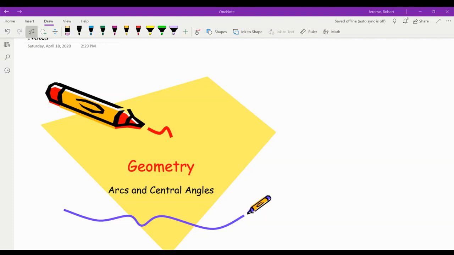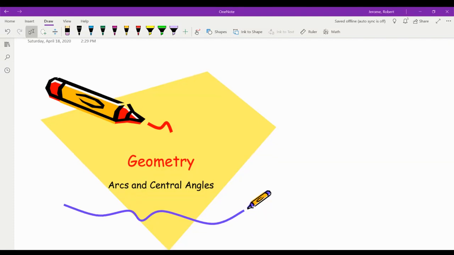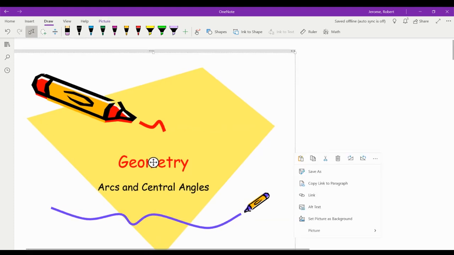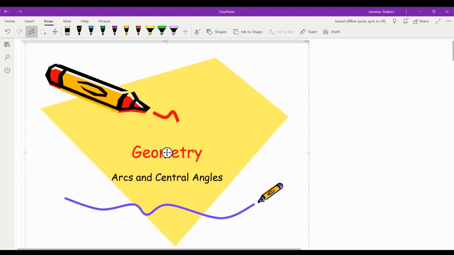All right, guys, so we're going to move into the next section here dealing with angles, arcs and their central angles. So let's jump into that and see where things go.